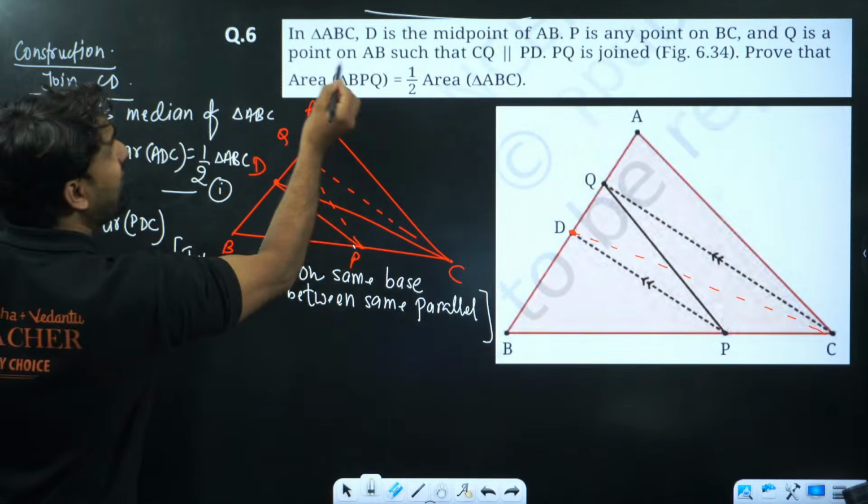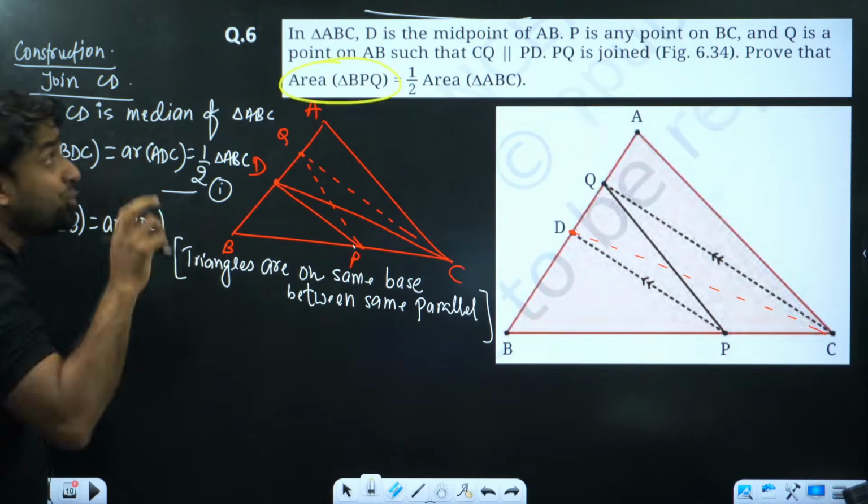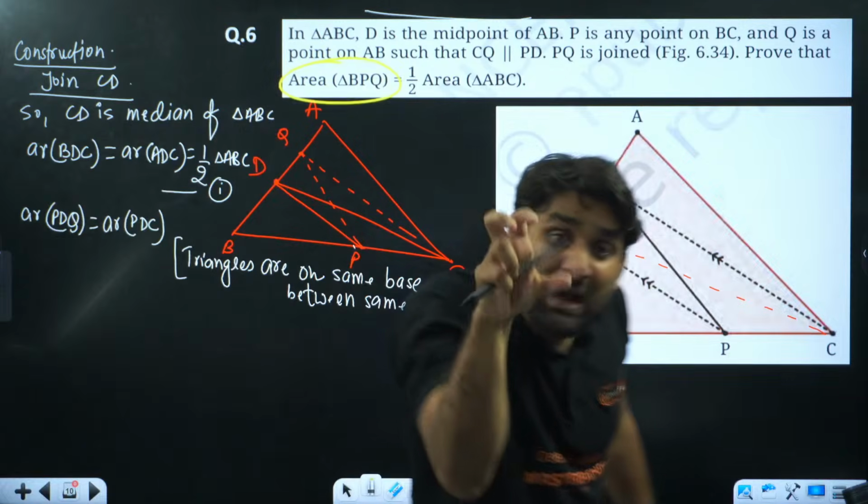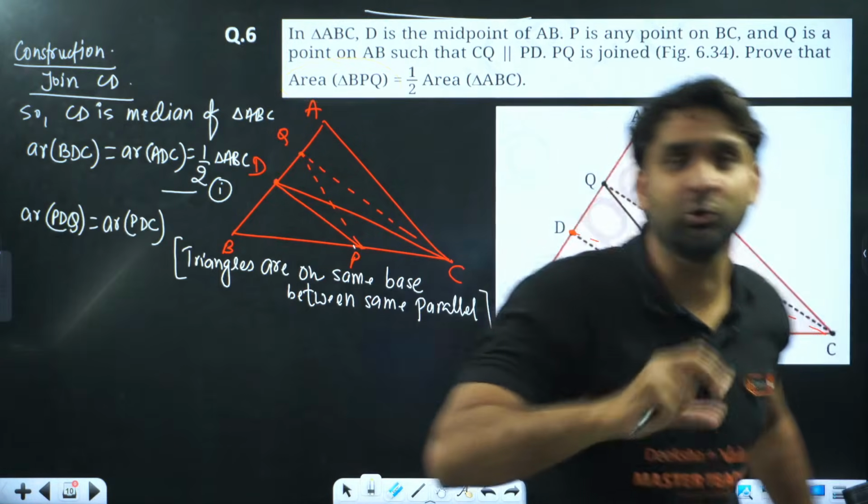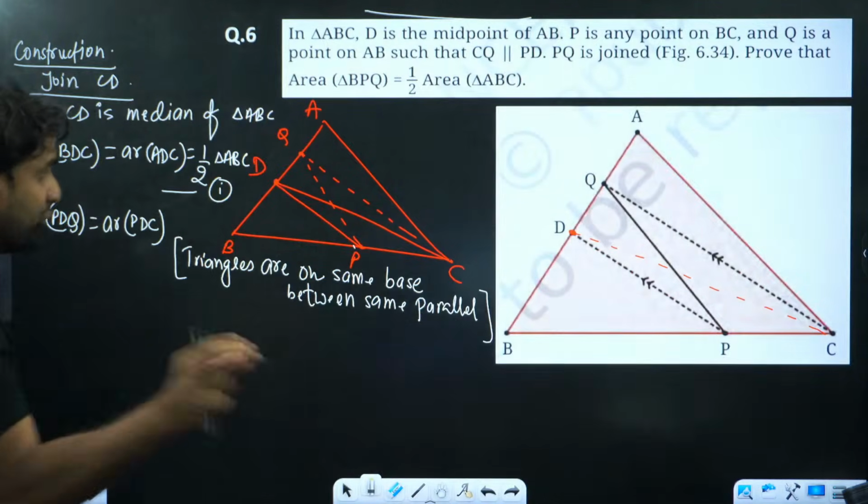In the proof, we have triangle BPQ. So try to find out the path how we can reach BPQ. So please focus on BPQ. Where is BPQ?